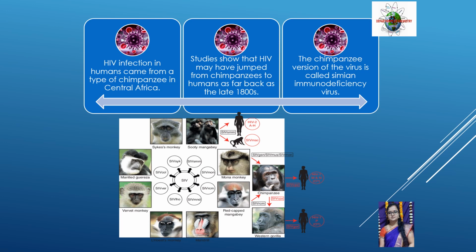Monkeys can carry a virus similar to HIV known as SIV, that is simian immunodeficiency virus, and there is strong evidence that HIV as well as SIV are closely related. Here you can observe the picture where it is shown that the SIV from monkeys jumped to humans. The virus in monkeys is known as SIV, and in humans it is HIV.